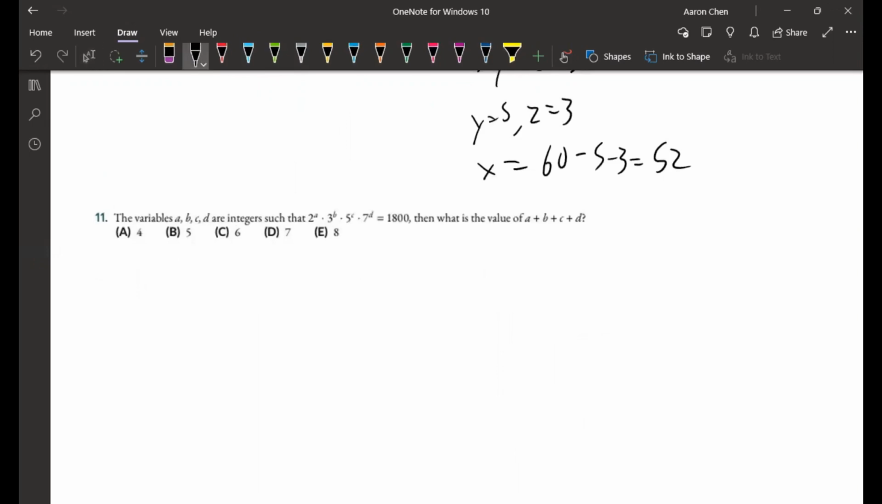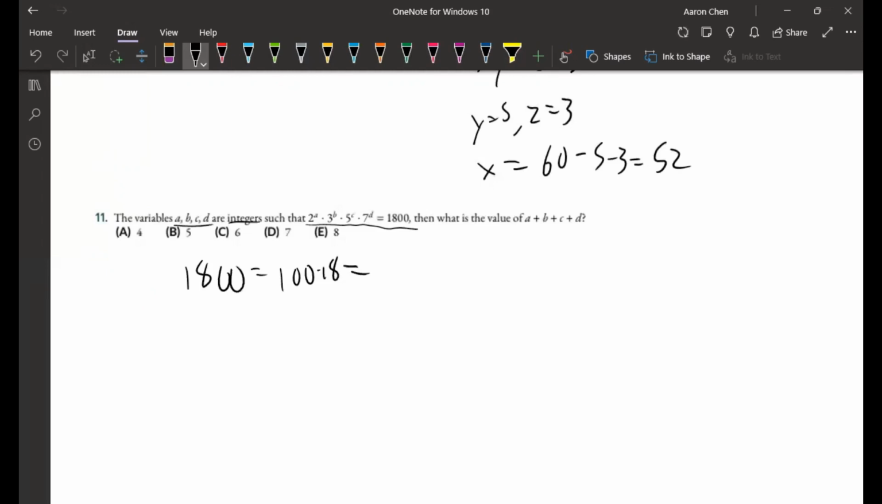So you have variables a, b, c, d that are integers such that 2 to the power of a times 3 to the power of b times 5 to the power of c times 7 to the power of d is equal to 1,800. So you want to find the value of a plus b plus c plus d. The solution for this is going to be pretty short. So 1,800 is equal to 100 times 18.